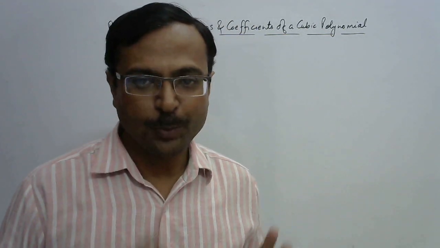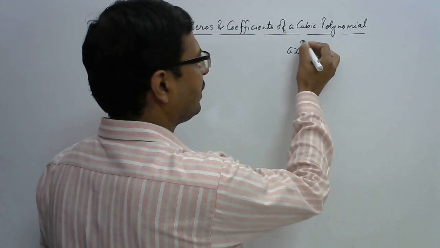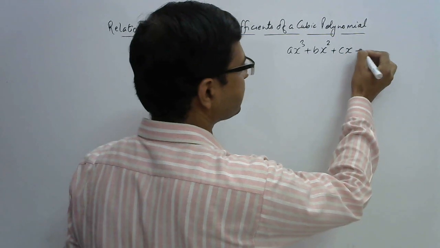Hello friends, in this video I shall be dealing with cubic polynomials. Now you must know what is the standard form of a cubic polynomial. It is ax cube plus bx square plus cx plus d.